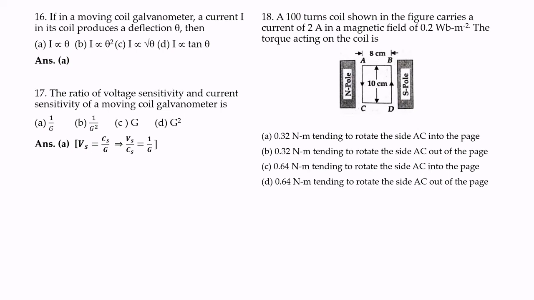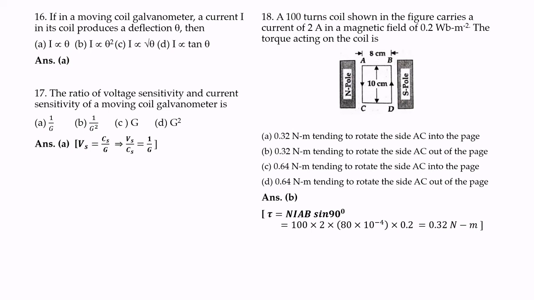So the four options are given. The correct answer is the torque. The torque we have to calculate using the formula tau is equal to NIAB into sin 90, where N is the number of turns, 100, current is 2 amps given, and area is 8 centimeters.